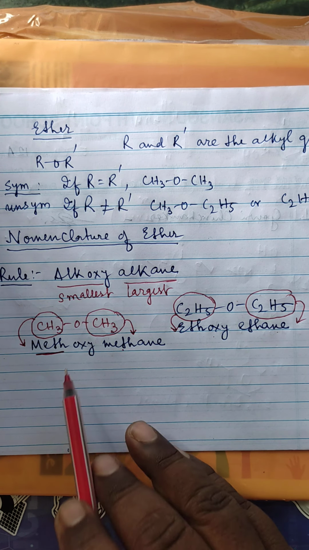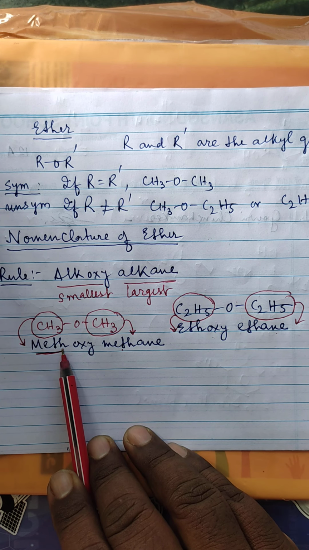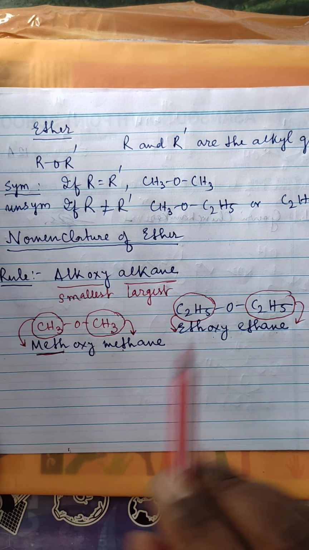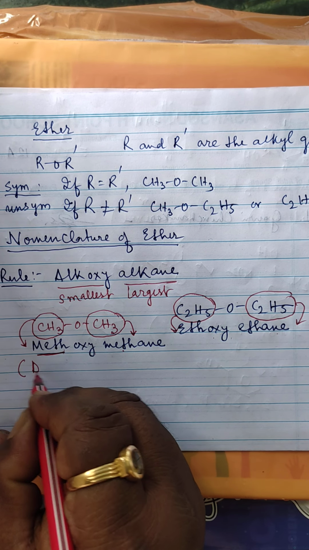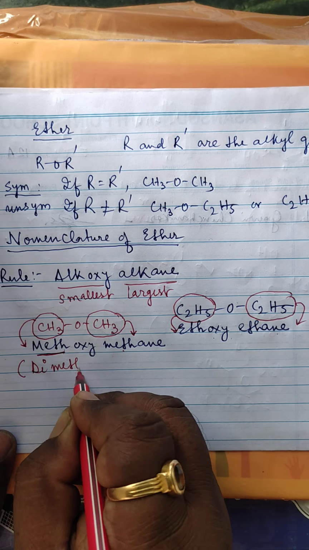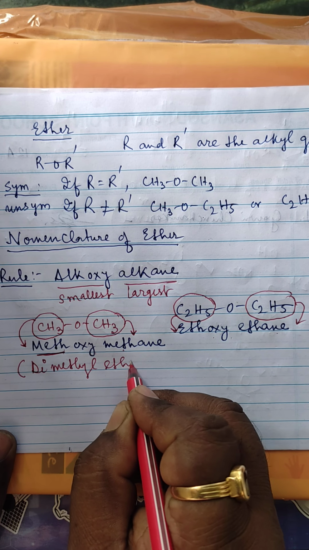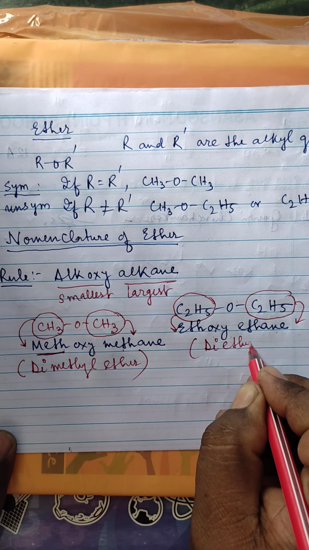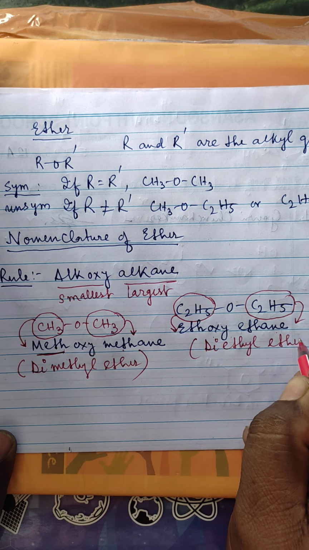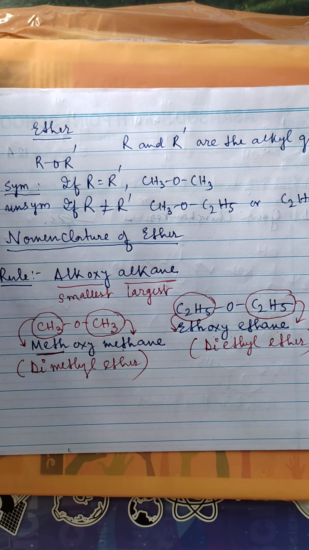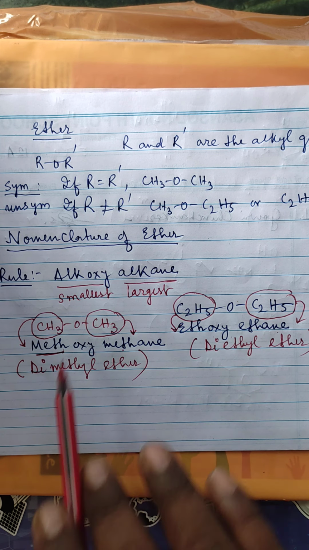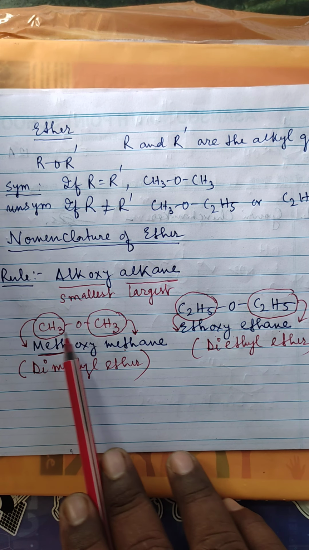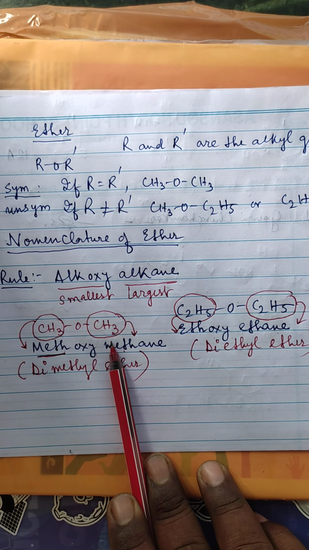Now the common name of this ether is dimethyl ether. This is called diethyl ether. This is how the common names of these two ethers are. So that was all about symmetrical ether, where both the alkyl groups are similar on both sides.